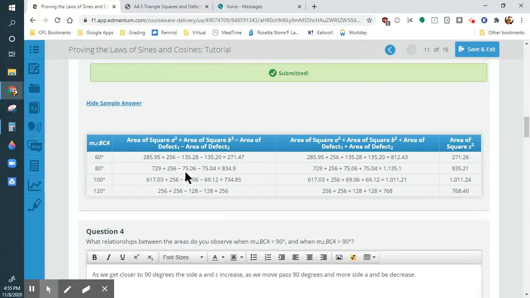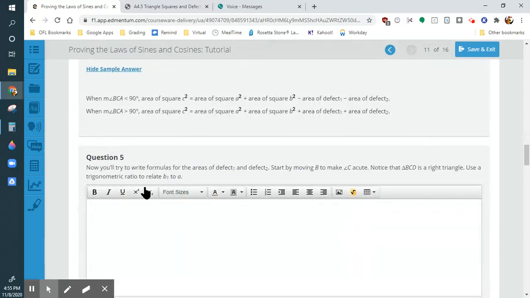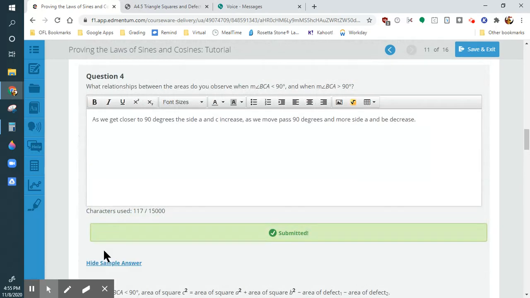I see what they're doing here. When we're less than 90 degrees, we're saying that these two are equal, the subtracting ones are equal. But when we get greater than 90 degrees, we notice that this is equal to this. So that's what it's saying here. Please use your own words.